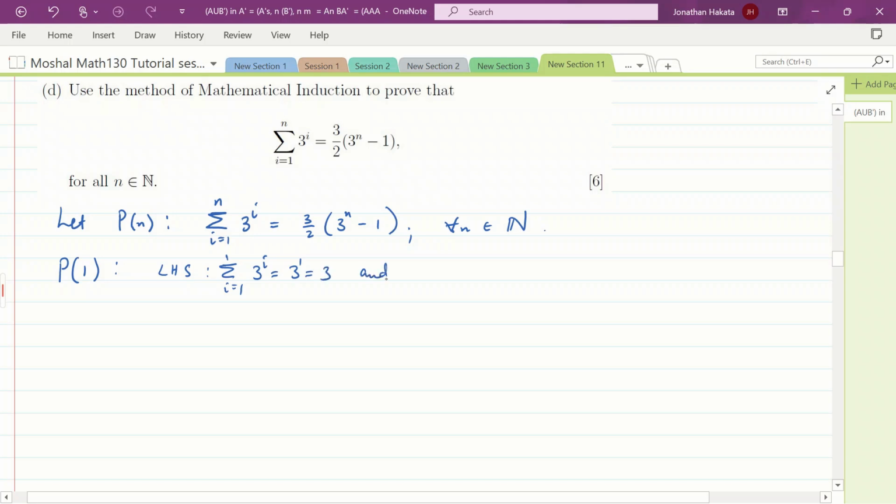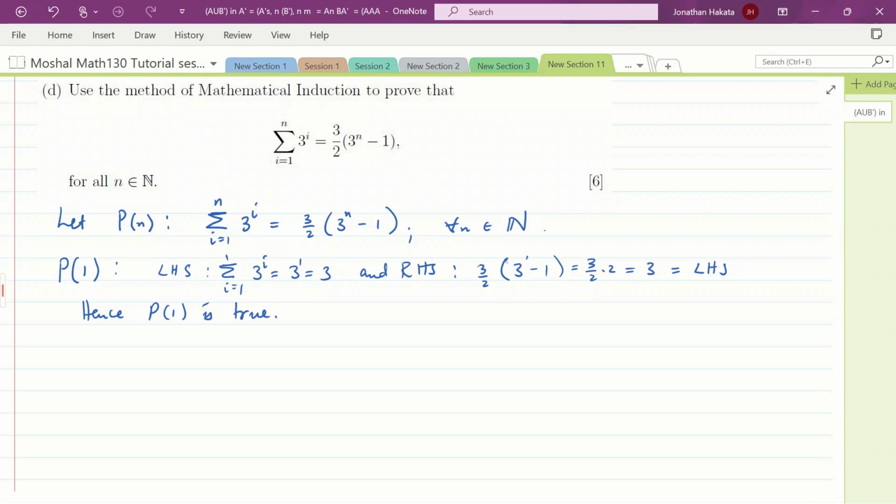And let's do the right hand side. The right hand side will be 3 over 2 into 3 to the power of 1 minus 1. So 3 minus 1 is a 2, so that's 3 over 2 by 2, which is equal to 3. And this 3 is just the same as the left hand side. Hence, P1 is true. So the formula is true for n equal to 1.